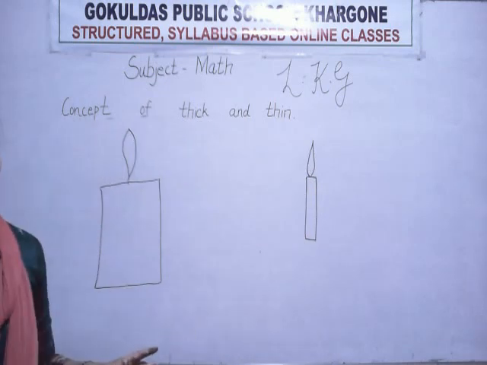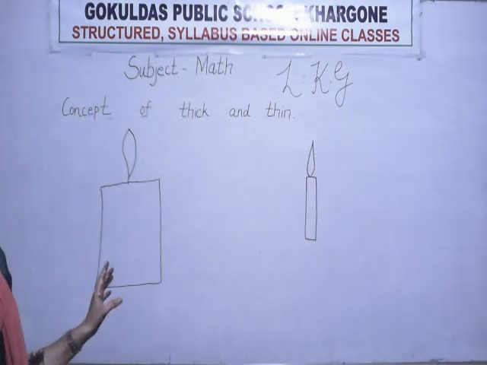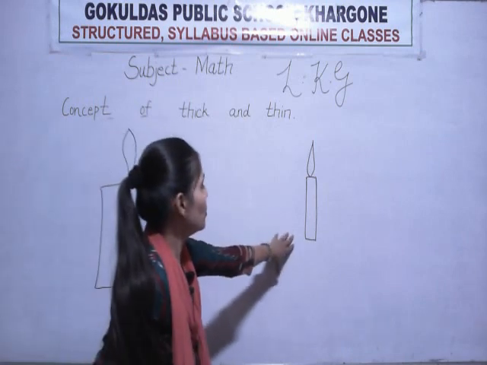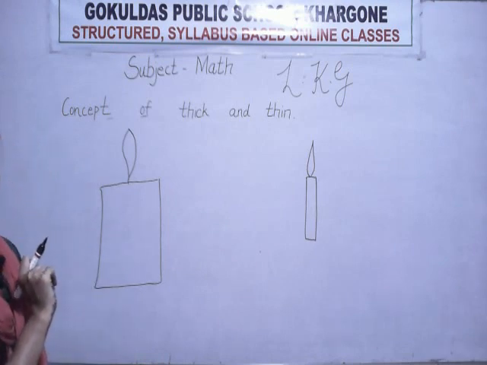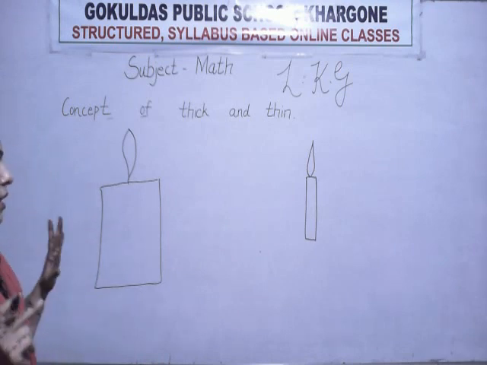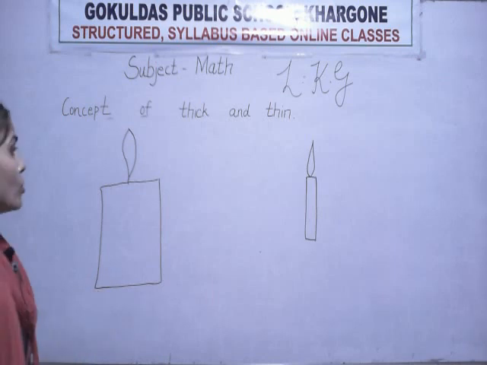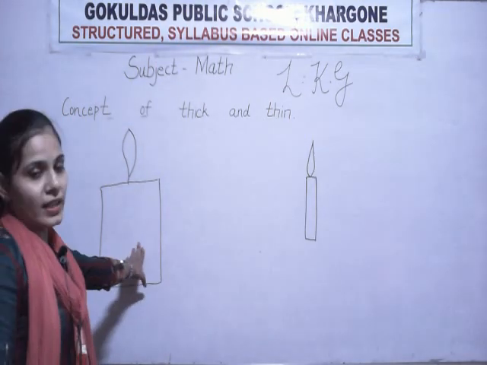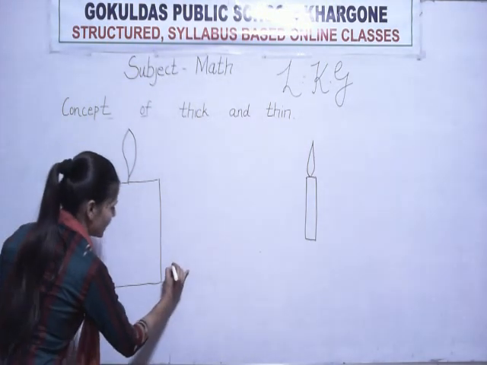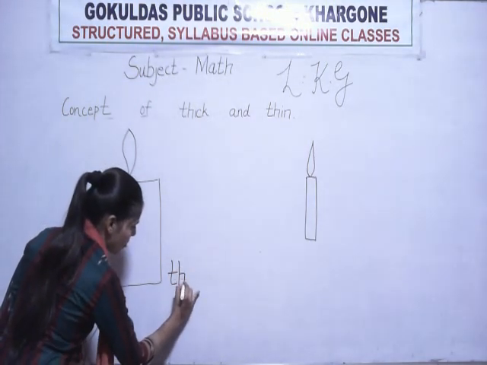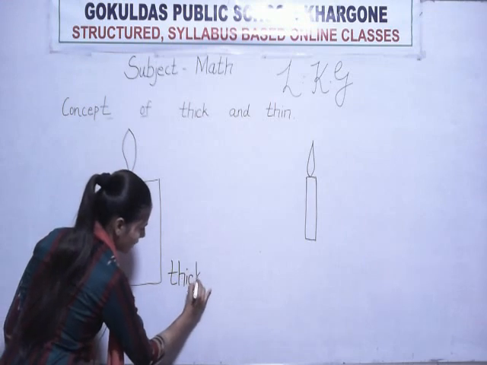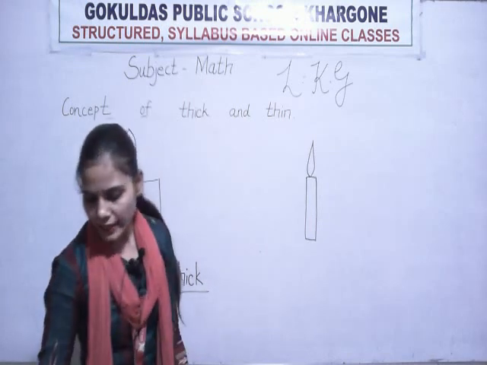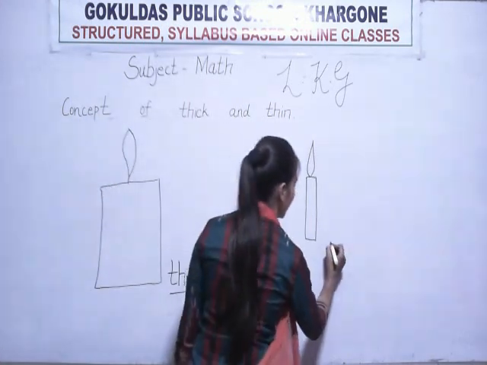Okay, so you know what this is? This is candles. So one candle and two candles. Now we differentiate in two categories, thick one and thin one. So which one is thick and which one is thin? Tell me fast. This one is a thick candle, so write here thick. Okay, and this one is thin, so write here thin.